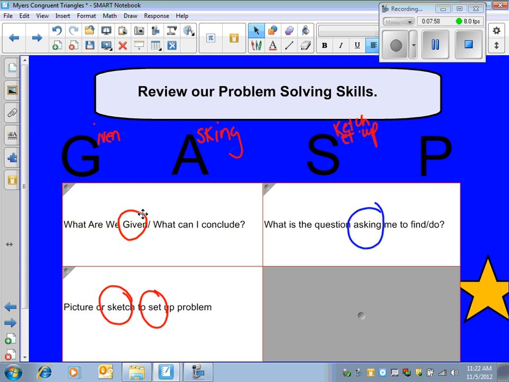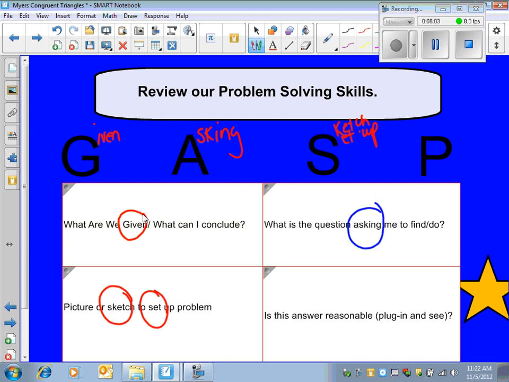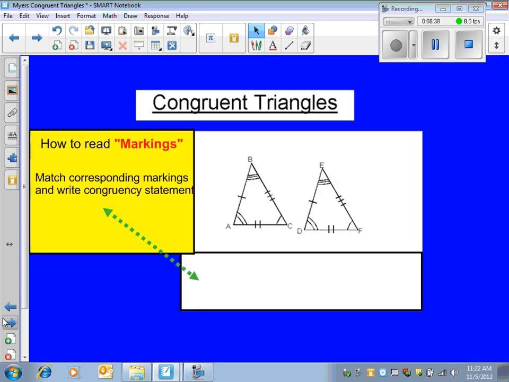All right, what's P? Oh my goodness, last but not least, P. All right, folks, what we need to do is we're going to have to go back and plug in the answer. Why do we do that? Because we need to know if all the work we did made sense. So we're going to plug it in. So these are problem-solving skills. When I say let's guess, we think about what's given, what we can conclude, what it's asking, our sketch, our setup, and plug it back in to make sure it's reasonable. That makes us solid math students.